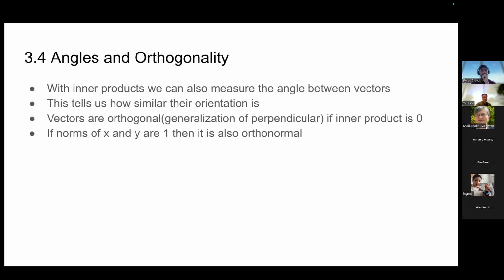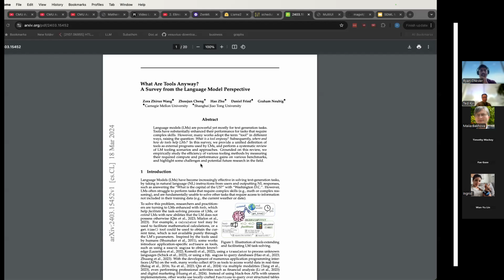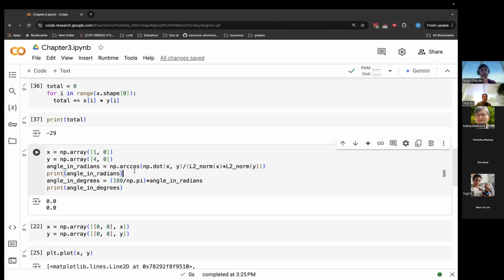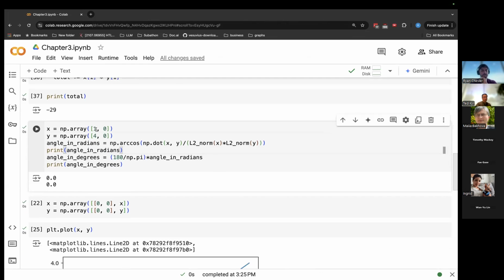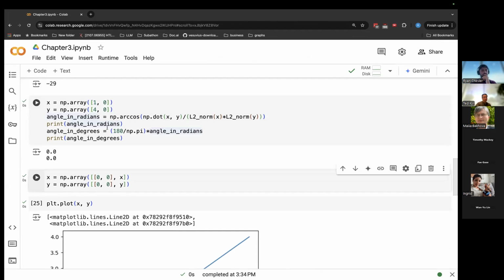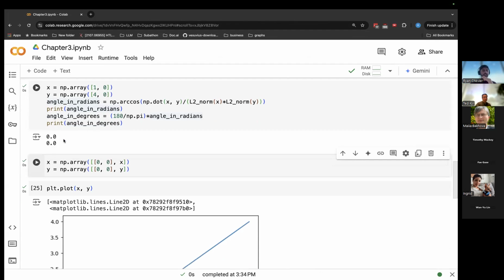It's not just orthogonal. And so I have something in the code here where I'm measuring this angle using the dot product. I have two different vectors here: 1, 0 and 4, 0. If we think about this for a second, what would we expect the angle to be between these? They're going in exactly the same direction. One of them is just a scaled version of the other. So we can see that it ends up being 0 degrees. They're going exactly the same direction.